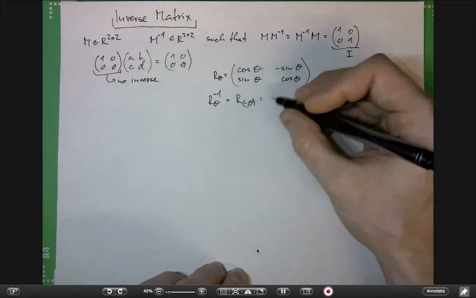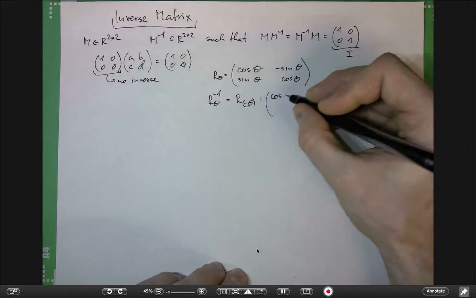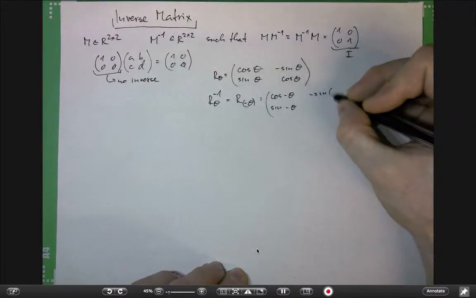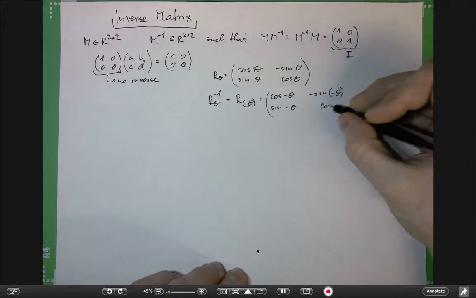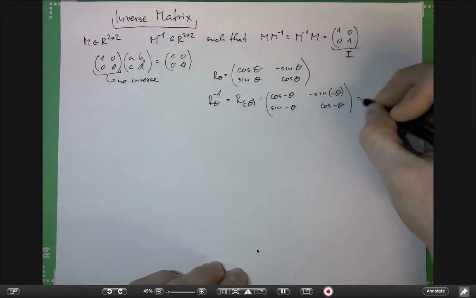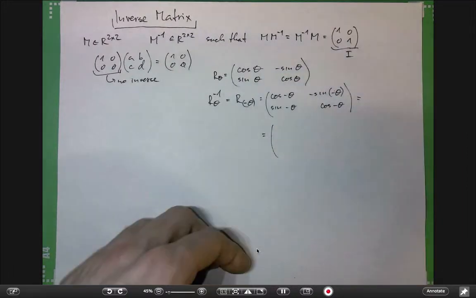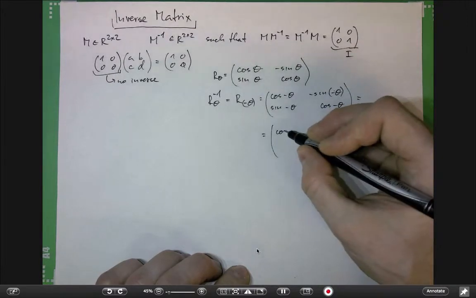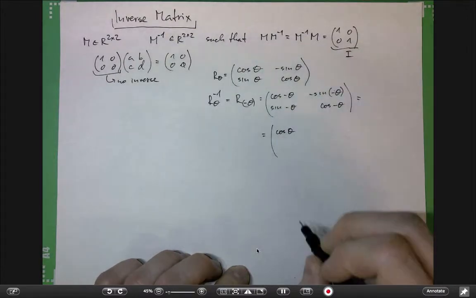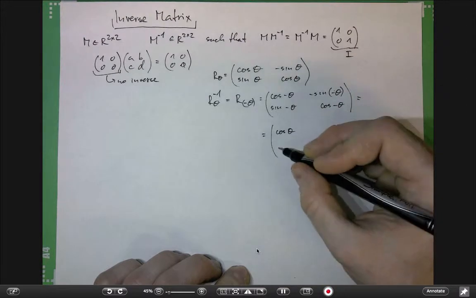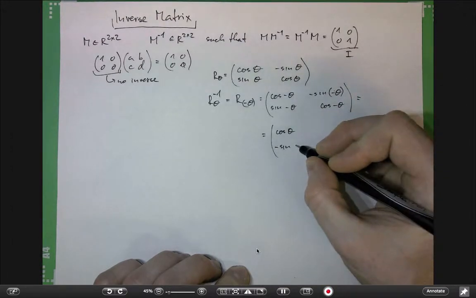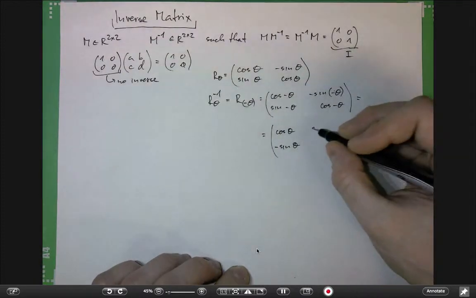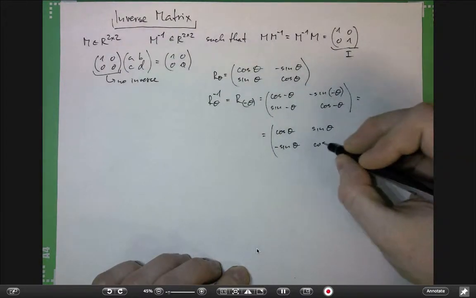Or I can write it like this: cosine of minus theta, minus sine of minus theta, sine of minus theta, and cosine of minus theta. I'll do it pretty slowly here. Then let's recall some very basic trigonometric properties. Cosine does not care about the sign, so cosine of minus theta is just cosine of theta. Sine does. Sine takes the sign. It's sort of funny in English, but I hope you understand me.